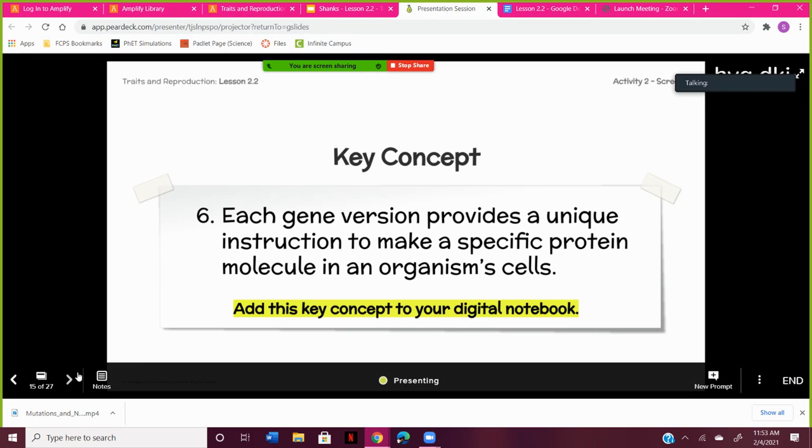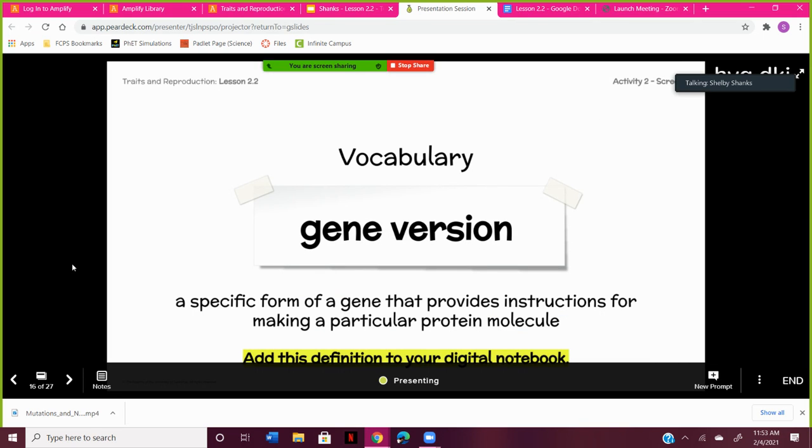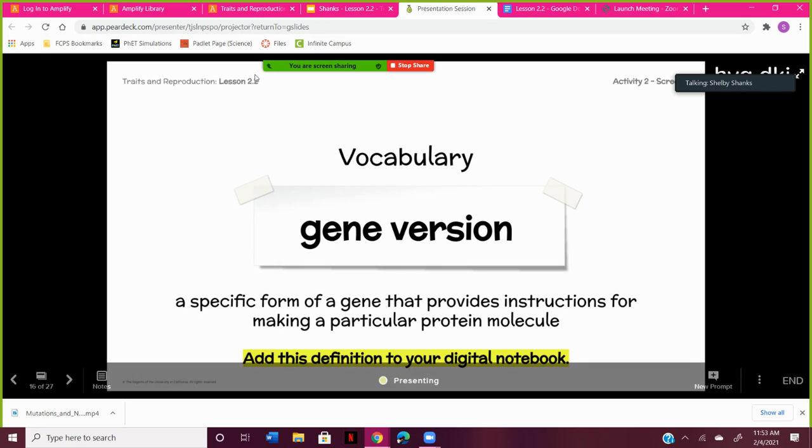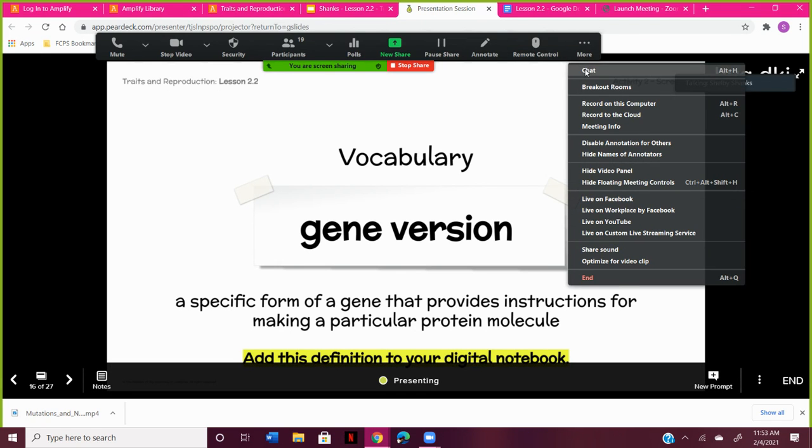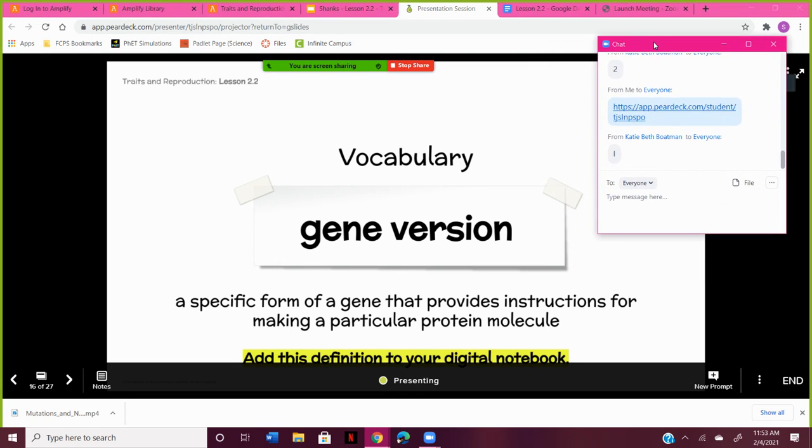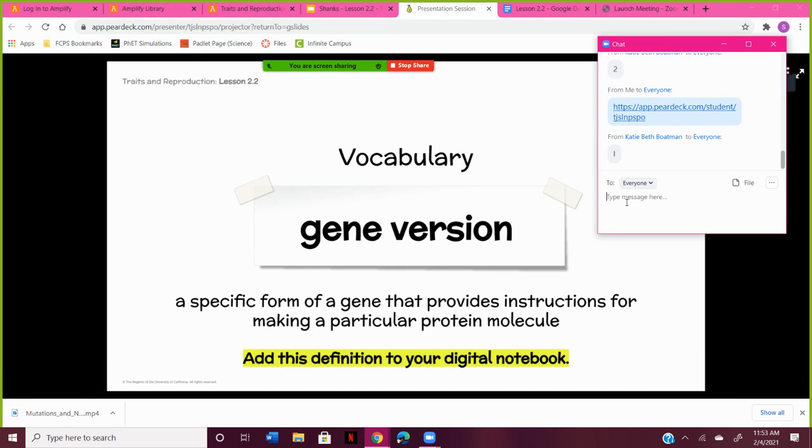Alright, so make sure you get that key concept down. We have a vocab word, which is gene version. I'm going to put this in the chat so that you can write it down, just in case you miss it. Katie had to go let the dogs out. So, gene version. I was showing you that gene version was up in the top right corner of our simulation. It is a specific form of a gene that provides instructions for making a particular protein molecule.